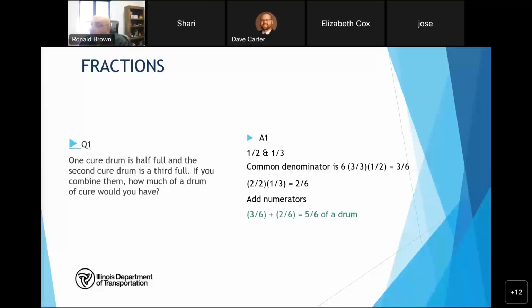So 3/3 times 1/2 equals 3/6. 2/2 multiplied by 1/3 equals 2/6. Add those numerators together, which is the number above the line, and you would get 5/6 of a drum. So that would be your total amount of curing compound you would have by combining those two drums.